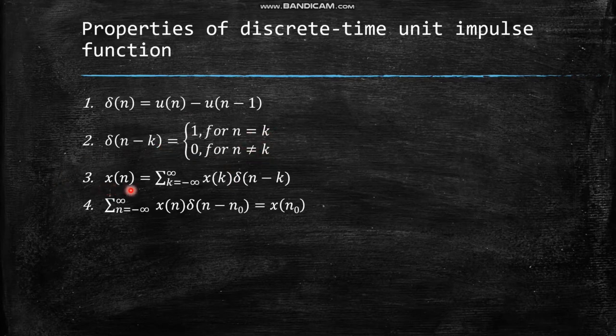Third one is that x of n is equal to summation of k is equal to minus infinity to infinity x of k delta of n minus k. In case of the discrete time signals, instead of integral as in the continuous time signal, we will be using summation, because we are taking into consideration discrete cases or distinct cases. The fourth property is summation of n is equal to minus infinity to infinity x of n delta of n minus n0, which is equal to x of n0.